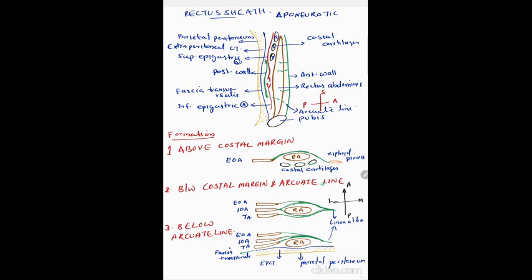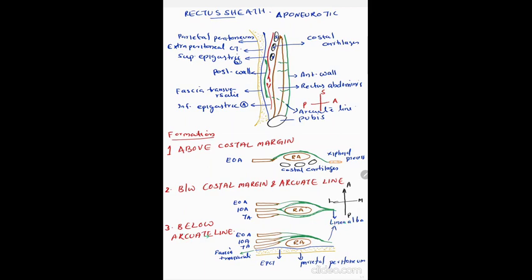Between the costal margin and arcuate line, you can see the anterior layer is formed by the external oblique abdominis aponeurosis. The internal oblique abdominis aponeurosis divides into anterior lamina and posterior lamina. So here the anterior wall of the rectus sheath is formed by the external oblique abdominis aponeurosis and the anterior lamina of the internal oblique abdominis aponeurosis, and the posterior wall is formed by the posterior lamina of internal oblique abdominis and transversus abdominis muscle. In the midline, these three aponeuroses fuse to form the linea alba. Here is the linea alba.